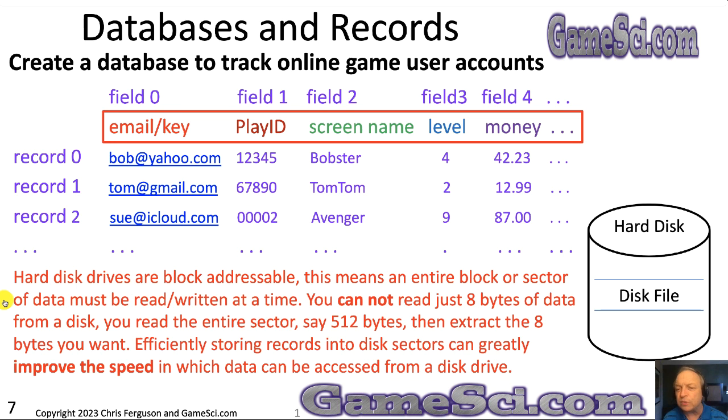You cannot just read 8 bytes of data from a disk. You read the entire sector, say 512 bytes, then extract the 8 bytes you want. Efficiently storing records into disk sectors can greatly improve the speed in which data can be accessed from a disk drive. If you're going to design your own data files and store them yourself on the hard drive, you have to be very careful on the size of each record, and then you want to size each record to efficiently match the disk sector size that you are using.